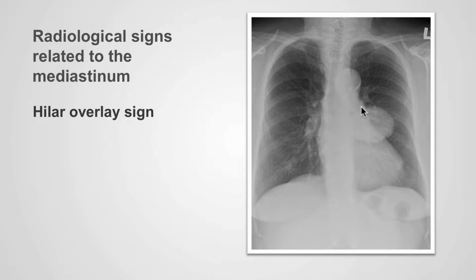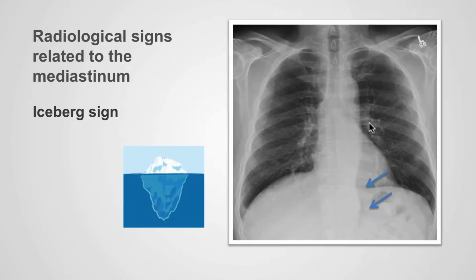If we have a mass centrally within the thorax, and we can clearly identify on X-ray the pulmonary arterial branches, then the mass must lie either anterior or posterior to the hilum within the mediastinum. The iceberg sign signifies that we are only seeing a portion of an abnormality.